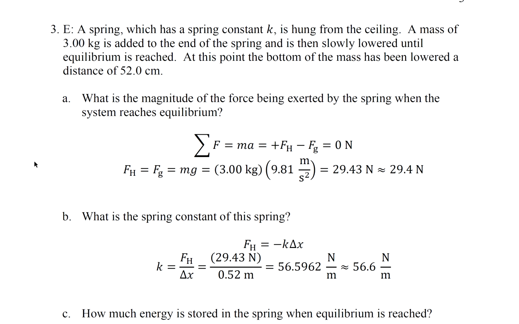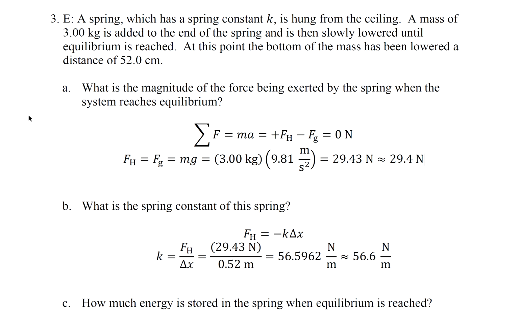So sigma F equals m a sub y. A sub y is 0. So sigma F is 0. We have plus force of the spring, Hooke's law, minus force of gravity equals 0. So it's equal to mg, which is about 29.4 newtons.